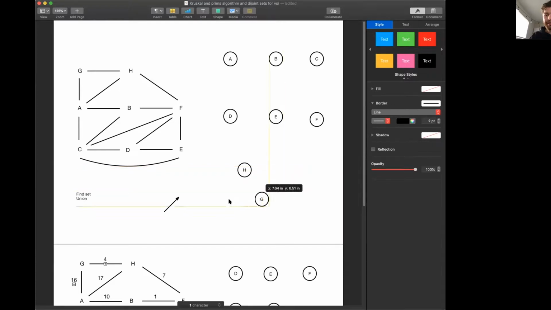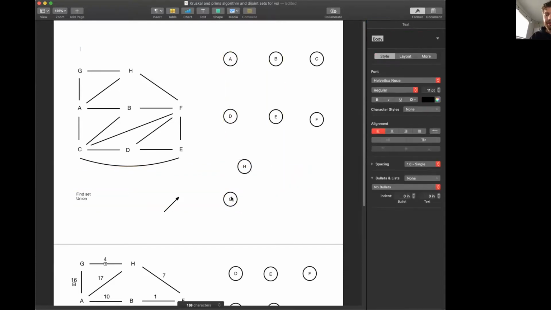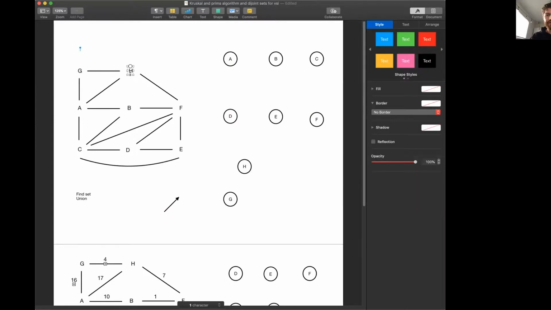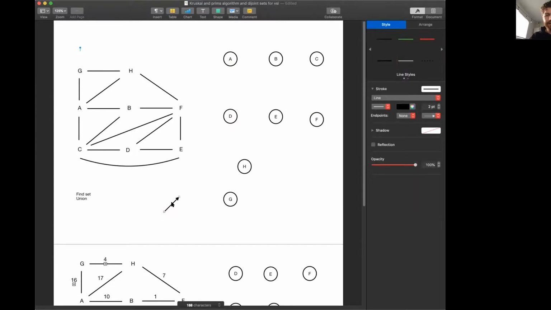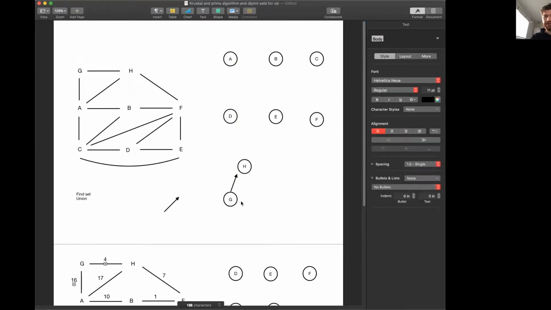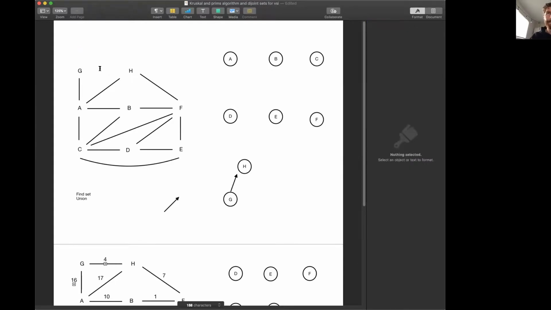H will be the parent, and G will be the child. The reason we did it this way is just the way of the book. The book selects the second vertex as the parent. Here we had the edge GH, and the second one is H, so I'm just going to make H the parent. And it's going to be this way. G will point to H, and now I have this disjoint set together. I processed this edge, so I'm going to get rid of it.